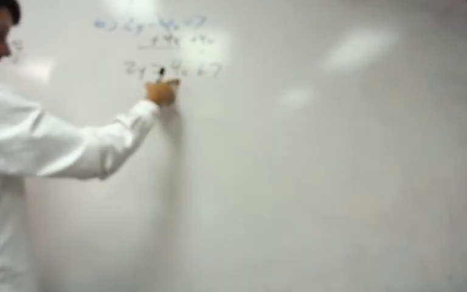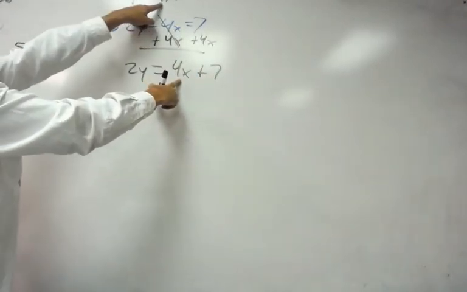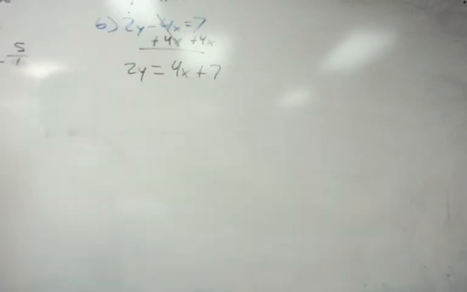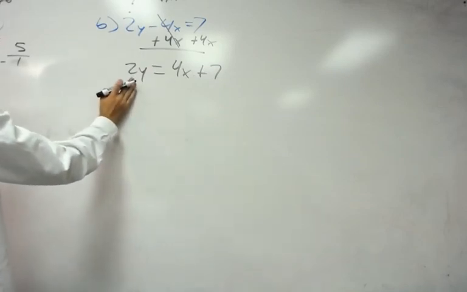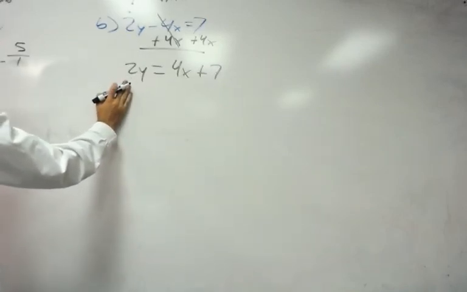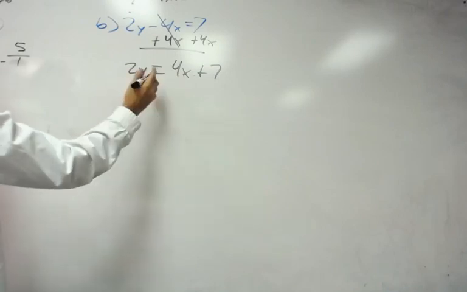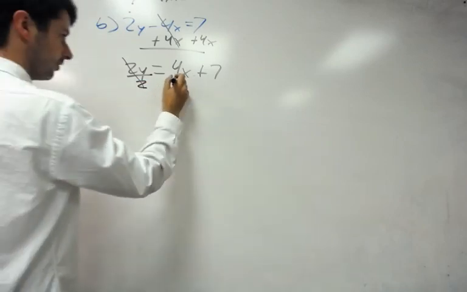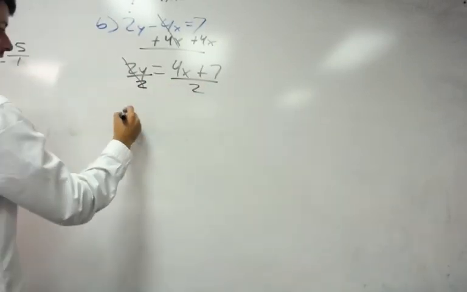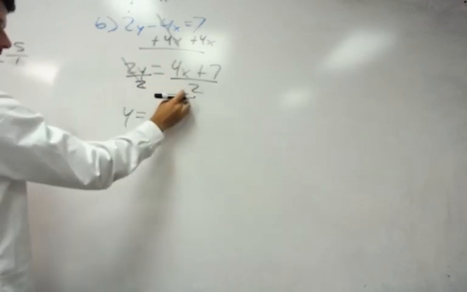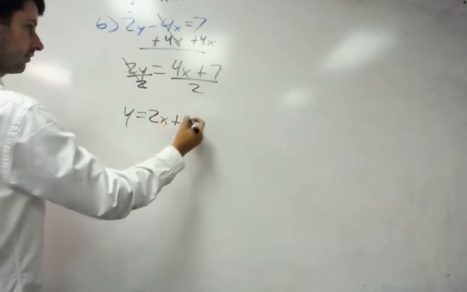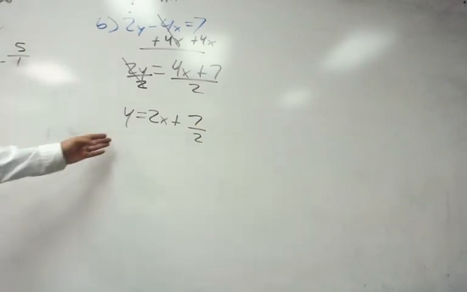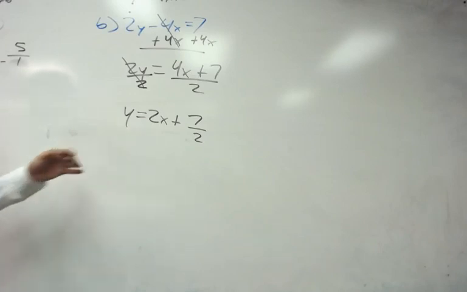I want to put the x first because the slope and the x coordinate always come before the y-intercept. So from here, we've got to get y by itself. It's still attached to the 2 by multiplication, so I have to do the opposite and divide. Divide everything by 2. So you would get y equals 4 divided by 2 is 2, x plus 7 divided by 2. 7 over 2 or 3.5. Now we have it in slope-intercept form, and we can graph it.